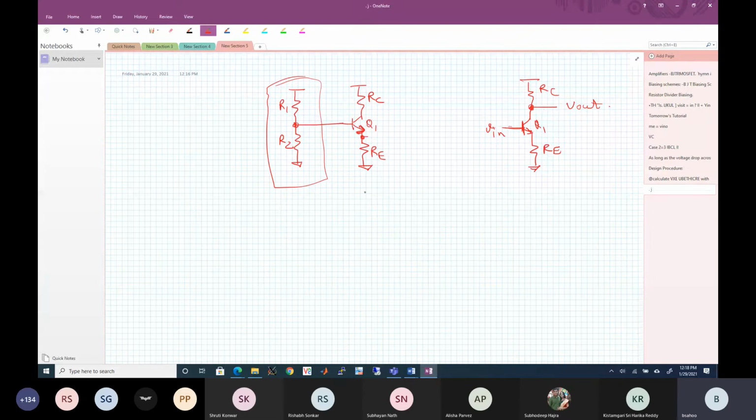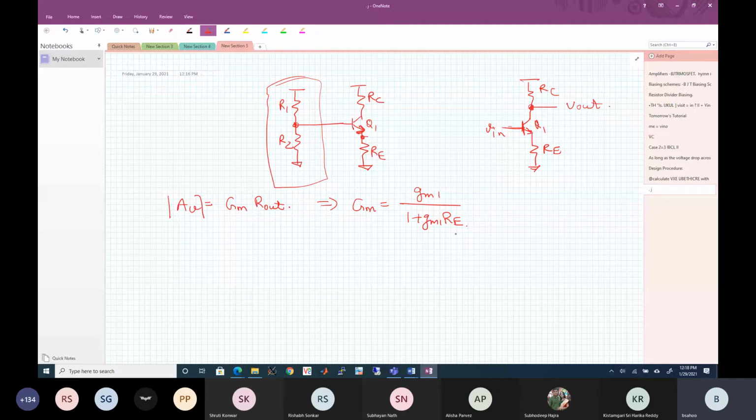So what did you learn till now? The absolute value of the gain equals effective GM times R out. Now, you guys tell me, what is the effective GM of this one? Isn't it GM1 divided by 1 plus GM1 RE? Remember, we did one topology where there is a resistor over here, the effective GM was given by this. Okay, what is R out? RC parallel R down, and R down is GM1 RO1 RE, which is roughly equal to R.